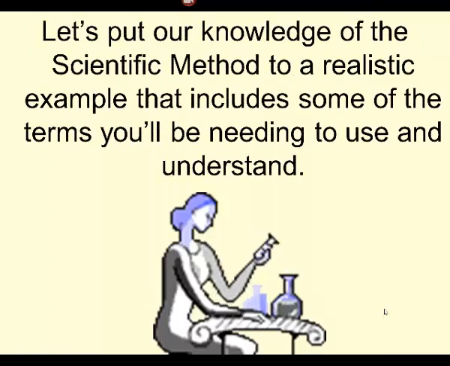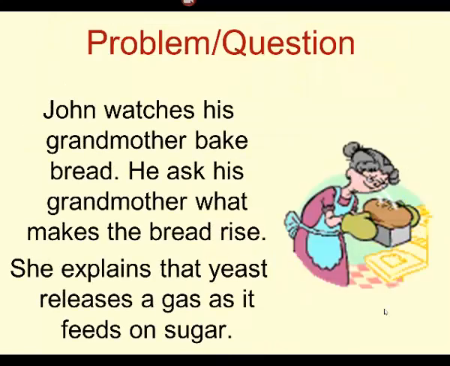Alright, so let's look at a realistic example that includes some of the terms that you'll need to know when you're actually going about performing an experiment. So here's an example. Formulating a problem or a question. So John watches his grandmother bake bread. He asks his grandmother what makes the bread rise. And she explains that yeast releases gas, and that gas is trapped inside of the bread. The gas is produced because the yeast is feeding on sugar, and so as the yeast releases that gas from feeding on sugar, the bread is going to expand. The dough is going to expand.